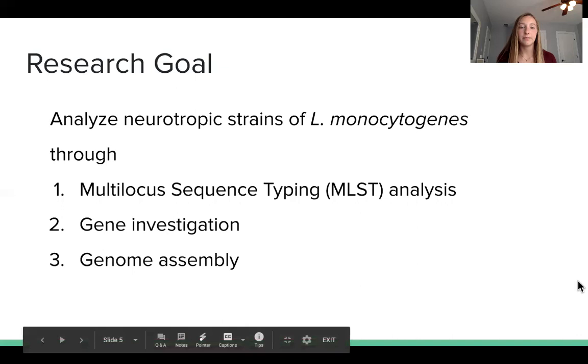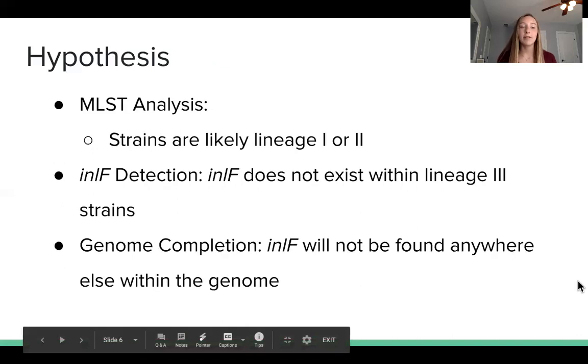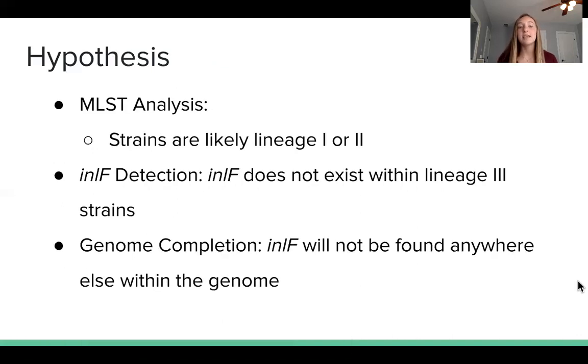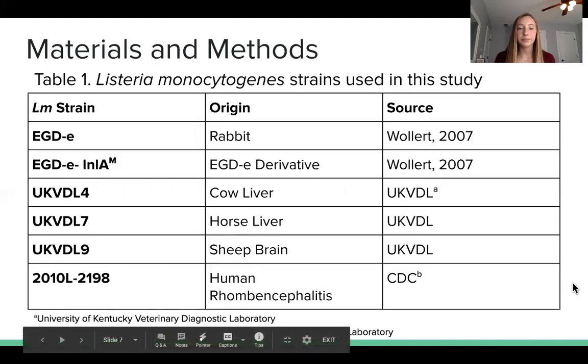For my hypothesis for each of these research projects, for MLST analysis, I predicted that all of the strains were likely to be lineage 1 or 2, simply because those are the most common lineages, and so it's likely that it would be one of those 2. For INLF detection, I predicted that INLF does not exist within lineage 3 strains of Listeria. And for genome completion, I predicted that INLF will not be found anywhere else within the genome.